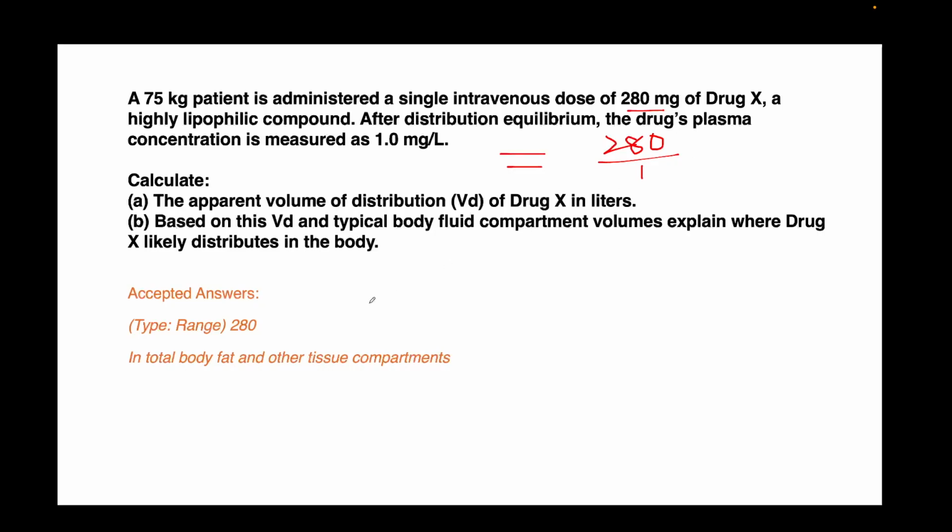As I said in one of the previous questions, there are typical body fluid volumes for different compartments. It is approximately between 5 to 10 liters for the blood plasma, then 30 to 50 liters is the range for the total body water, and something beyond that is basically body fat and other tissue compartments. So here it is 280 liters, which is much beyond the plasma volume and the total body water range. It also says it's a highly lipophilic compound, right? So it is going to accumulate mostly in the body fat and some other lipophilic tissues. First part of the answer is 280, and the second part is total body fat.